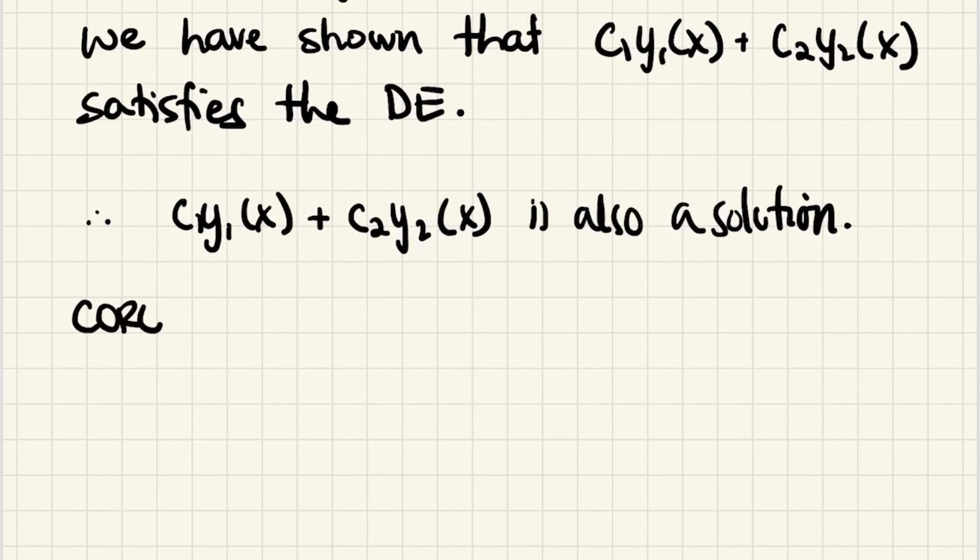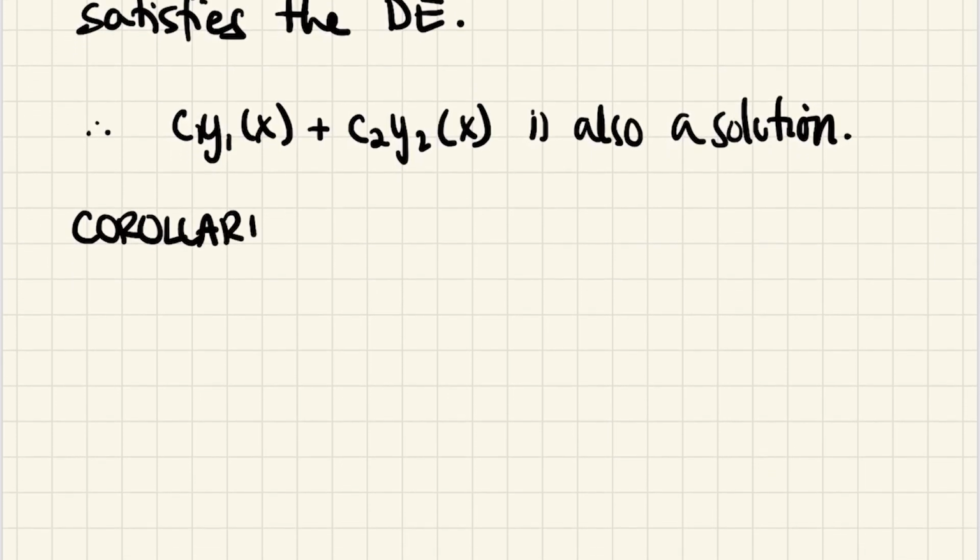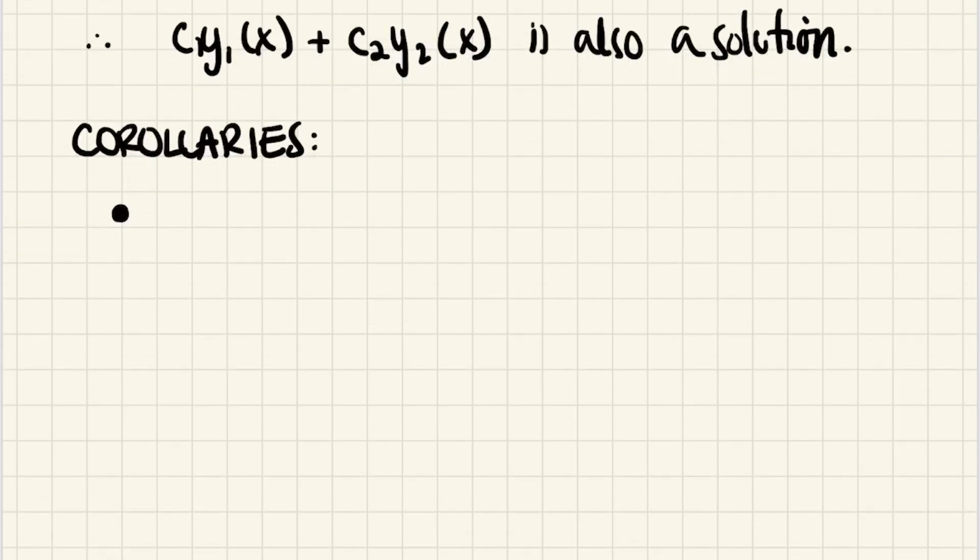Before going on, we're going to just write down 2 corollaries. A corollary in mathematics means a fact that follows somewhat trivially from something else that you established earlier. So one is that simply a constant multiple of a solution to a homogeneous linear differential equation is just another solution.